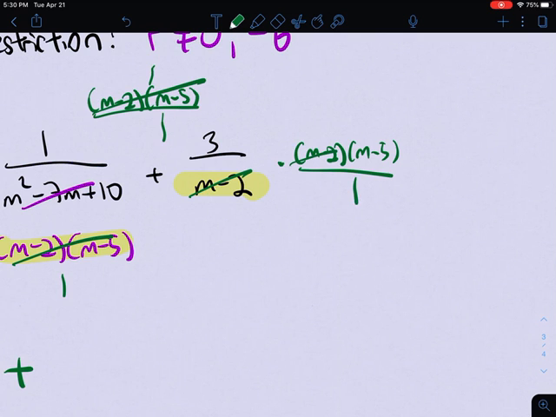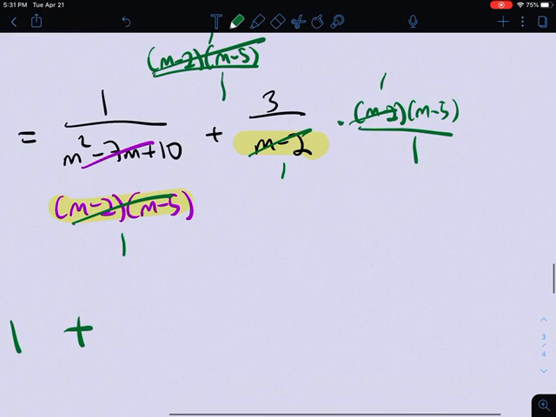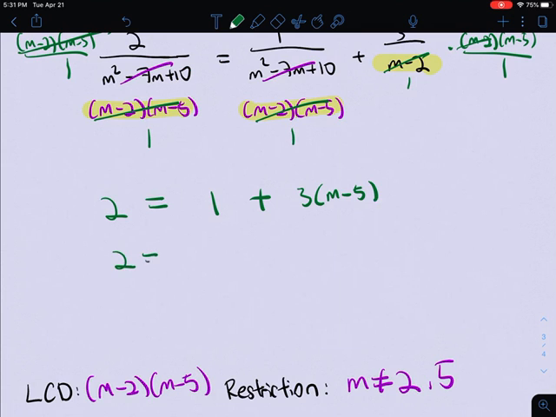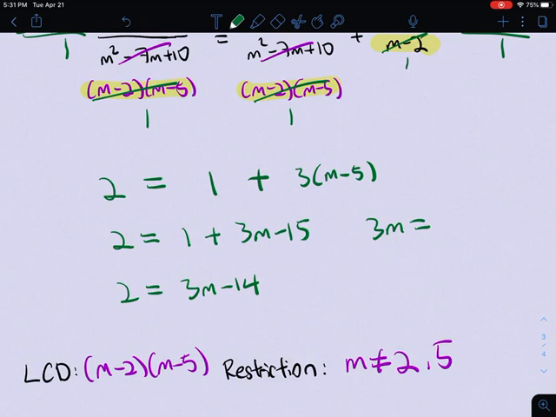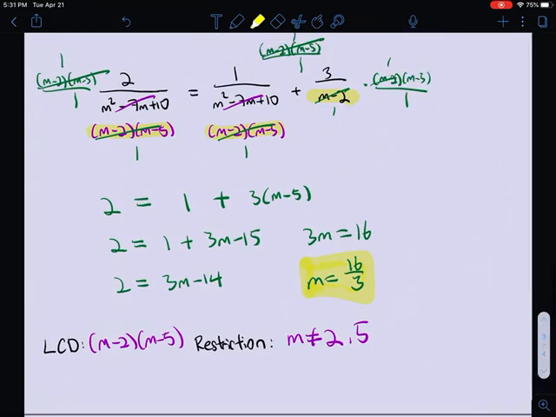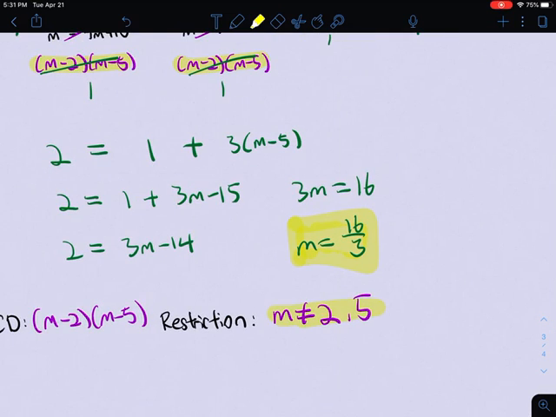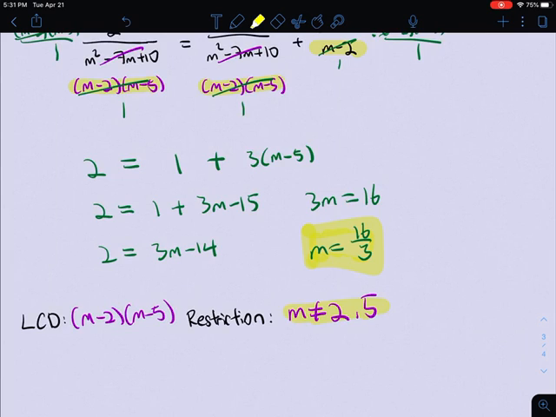And then lastly, these can cancel out, the n minus 2's, but I do still have 3 times n minus 5. Once again, we turn something that's really complicated into a linear equation that's easy to solve. 3n minus 15, make sure we distribute. So that's going to be 3n minus 14, combine like terms. Add 14 to both sides, and then divide by 3. I get 16 over 3. And then once again, we should check for extraneous solutions, but 16 over 3 is not a restriction. It's not 2 or 5, so then we're good to go.